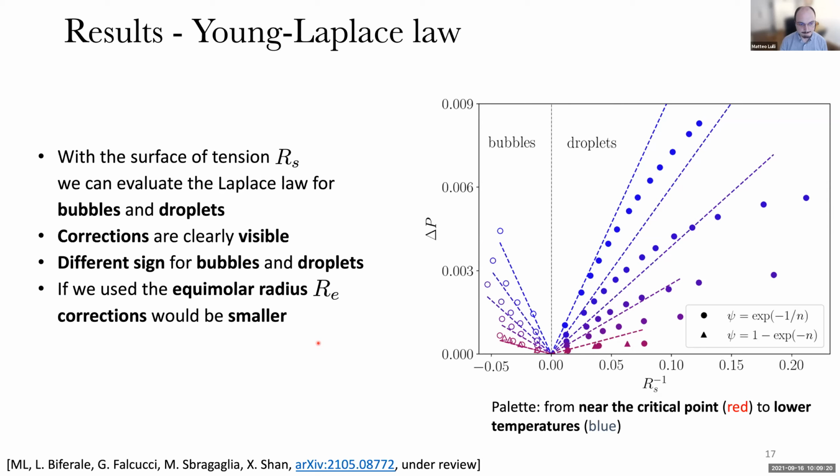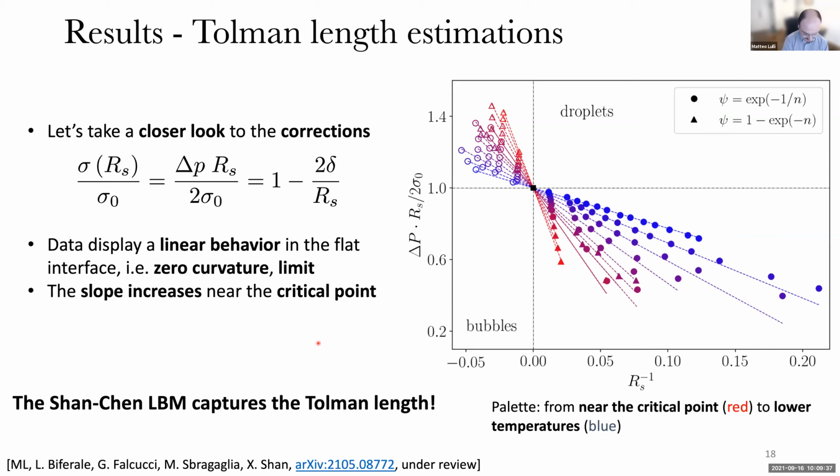And if we plotted this data, as we all know because many times this test has been run, with respect to the equimolar surface, the corrections would be much smaller, almost unnoticeable. How to measure the correction now? We do exactly what we said before. We plot the pressure jump times the surface of tension, normalizing by 2 times the value of the flat interface surface tension. And we expect to get minus this function, which is linear in the curvature.